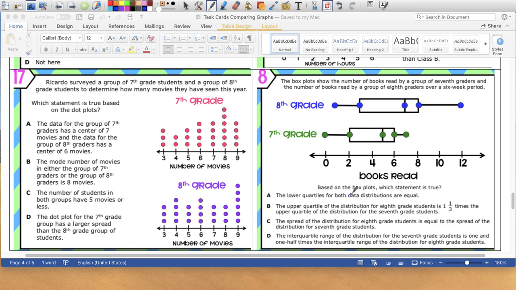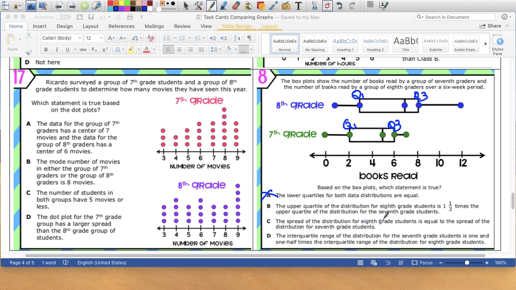The lower quartiles for both data distributions are equal. So the lower quartile is this one, Q1, and this is Q1. That's also called the lower quartile. Are they the same? No, so that's garbage. The upper quartile, which is Q3, here's Q3, and this is Q3. The upper quartile for the 8th graders is 1 1/3 times the upper quartile for the 7th grade. Yuck. Let's go back to that one.